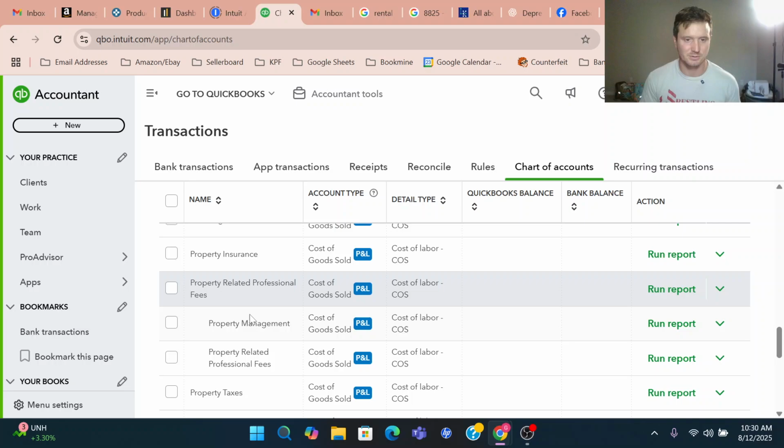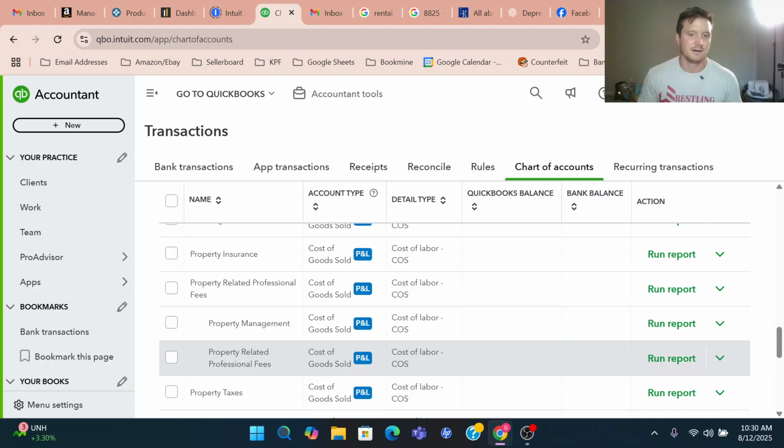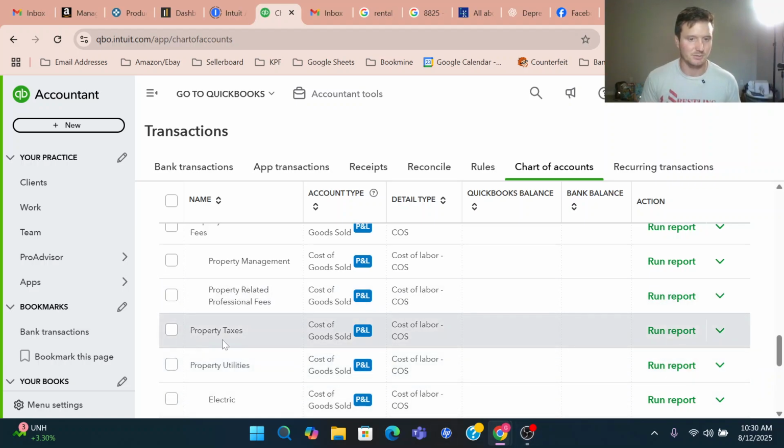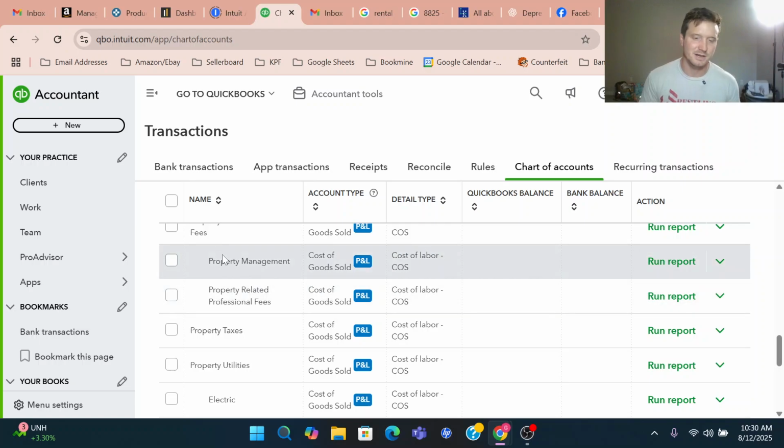I put it as a subcategory of property related professional fees. And then any other related fees that you might incur, I put right here in the other sub account. That way I can see how much I am spending on property management on the profit and loss sheet. It makes it just so much easier.